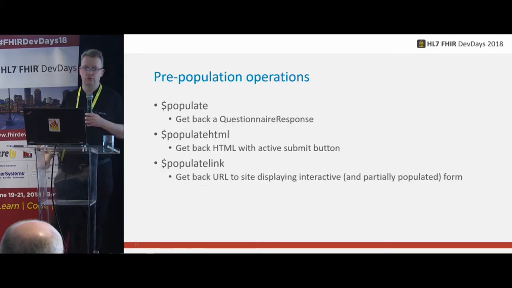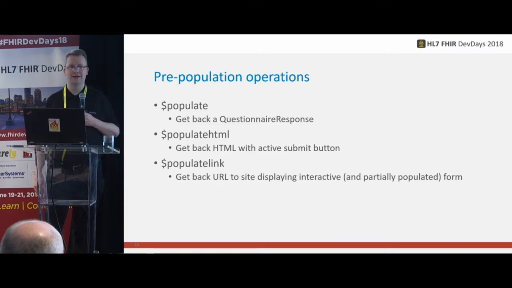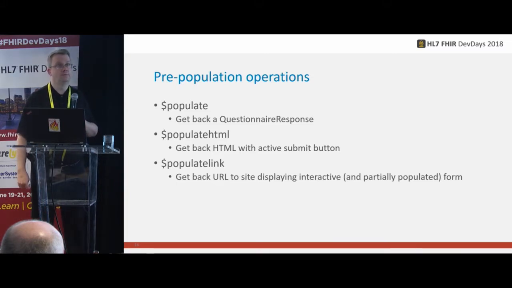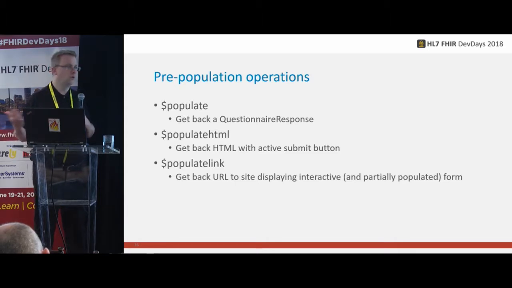And so we have three different operations in FHIR. Operations are a mechanism for creating a FHIR URL that does something other than just store this stuff. So in this case, you pass in a questionnaire and a patient and maybe a couple of other arguments, and you get back a questionnaire response, or you get back a set of HTML, or you get back a hyperlink that takes you somewhere else where you can fill out those forms.